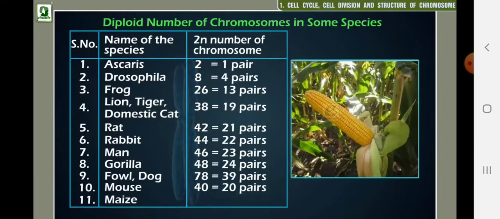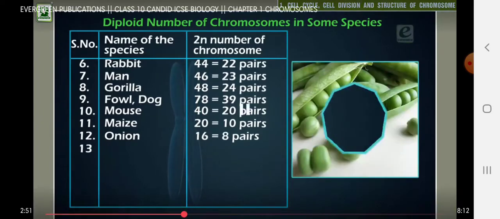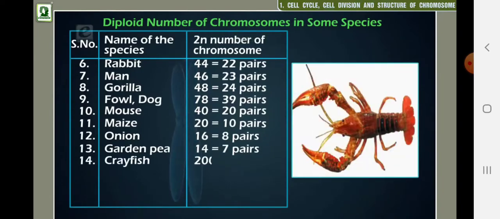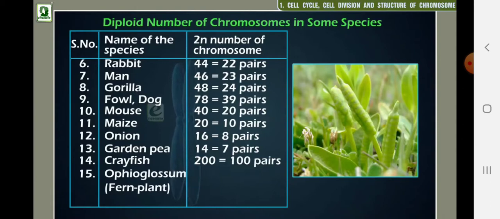Maize has 20, which is equal to 10 pairs. Onion, 16, which is equal to 8 pairs. Garden pea, 14, which is equal to 7 pairs. Crayfish, 200, which is equal to 100 pairs. Ophioglossum, which is a fern plant, 1262, which is equal to 631 pairs.